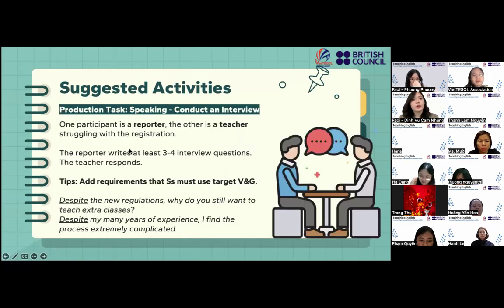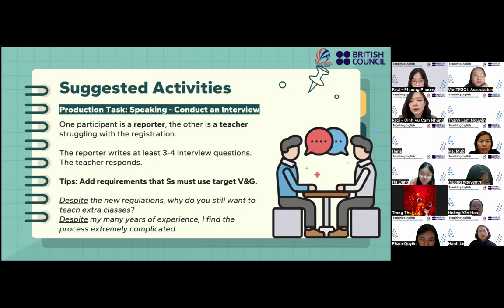Okay. Another production task. This one I've seen hasn't been mentioned in the chat box, so I'm going to focus on this one a bit more. That is also speaking, but it is to conduct an interview. One participant is the reporter, maybe the one who wrote the article, and the other is the teacher who is struggling with the registration. The reporter is going to write at least 3 or 4 interview questions, and the teacher needs to respond. And then they can switch roles.